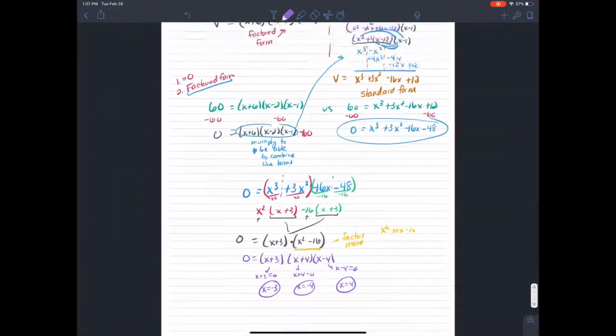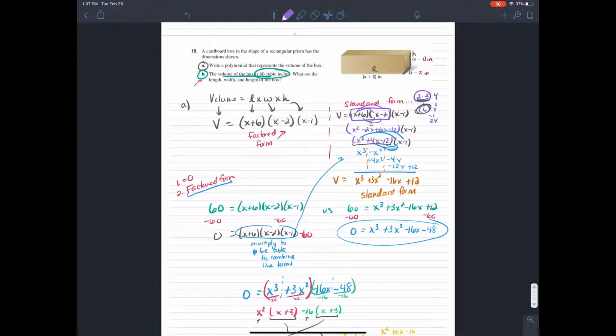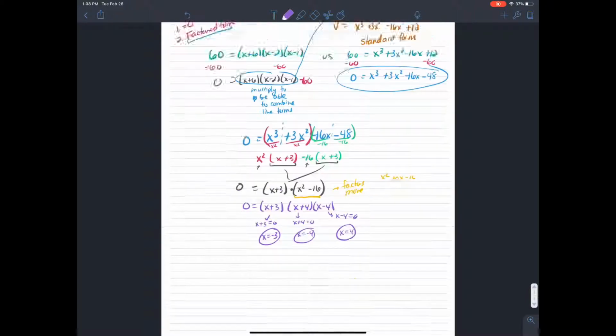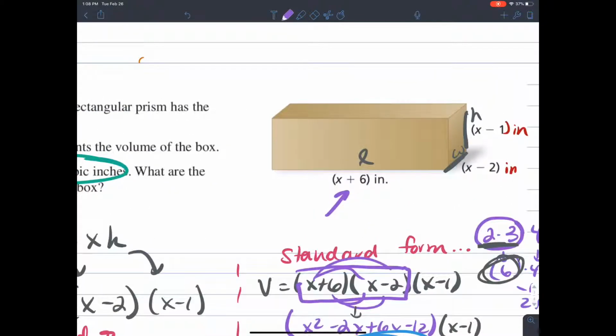We're supposed to be telling them how wide, how tall, and how long this box is. So I have to ask myself, what would I plug in to get that? I have 3 different x values. Is it negative 3? Is it negative 4? Or is it 0? Well, let's consider them. If x was negative 3, if I plugged it into x minus 1, I would get negative 3 minus 1, which is a negative 4. A negative height doesn't make any sense, so I'm not going to use that number.